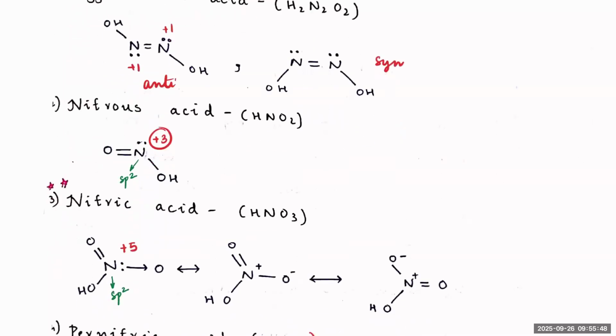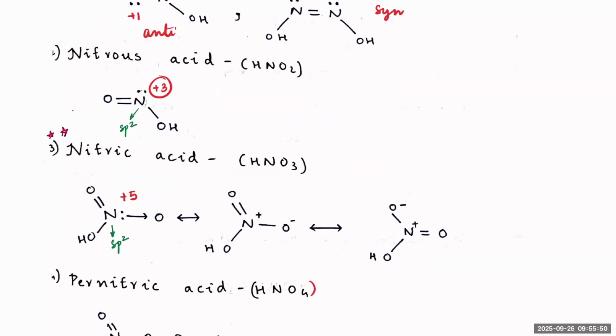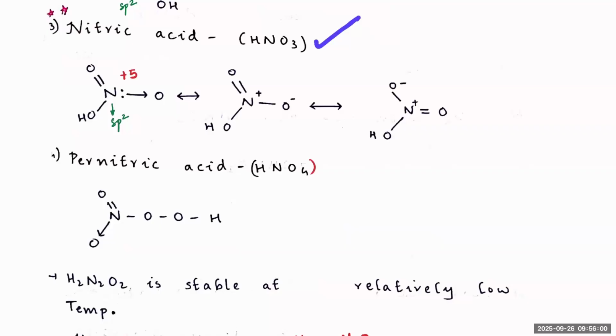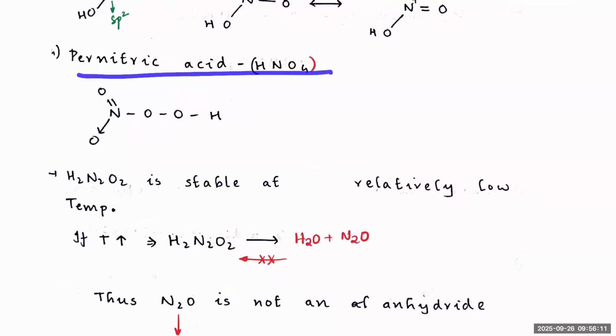Next one is nitrous acid. Nitrous acid is HNO2. Structure wise, this is how it looks, with sp2 hybridized nitrogen and oxidation state being +3. Nitric acid HNO3 is +5 oxidation state, sp2 hybridized, with one OH group here. So this is the structure which you will have. Then you'll have pernitric acid as well, which means instead of directly having an OH group, you'll have an OOH group. So there is a peroxy linkage in between.